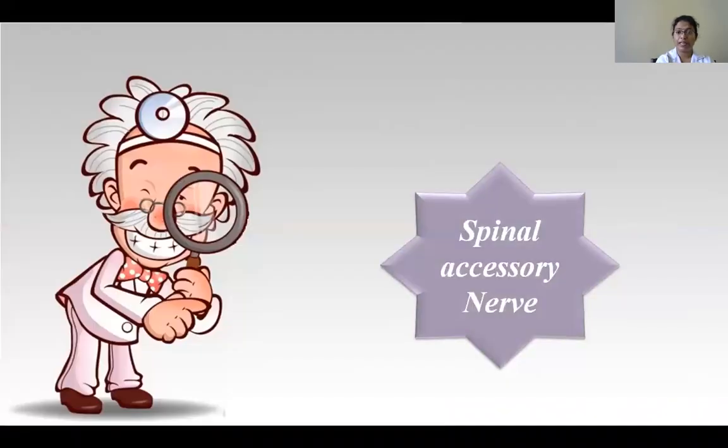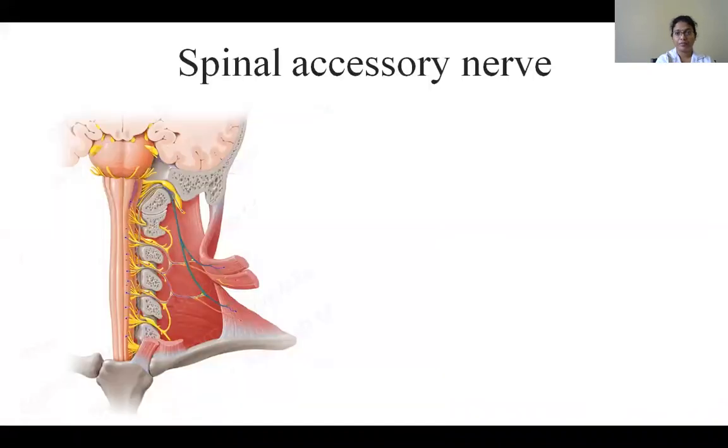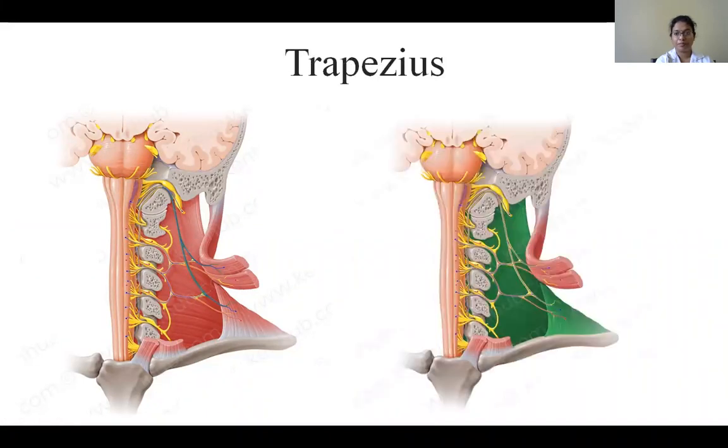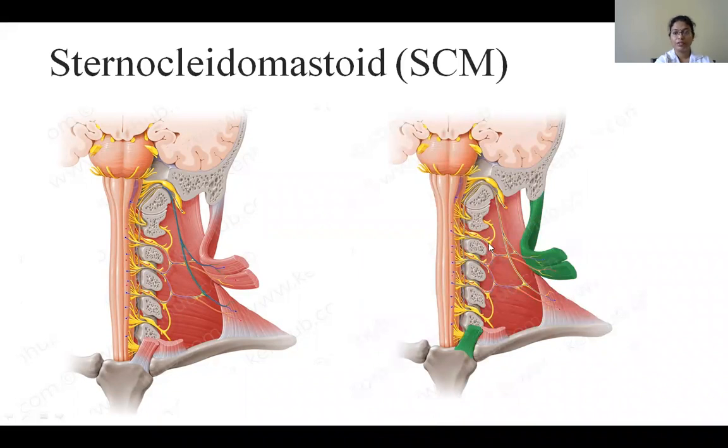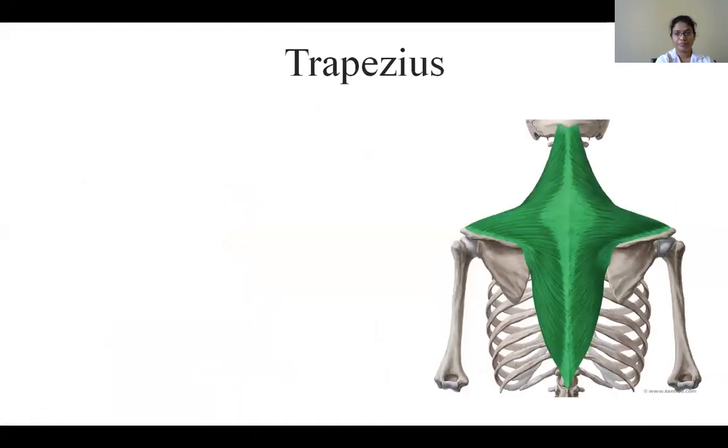Now coming to the spinal accessory nerve. That is the 11th cranial nerve. So this green one is the spinal accessory nerve. So it supplies two muscles. Okay, so the first one is the trapezius, this one, and the second muscle is the sternocleidomastoid. So to assess the 11th cranial nerve, we have to assess these two muscles.